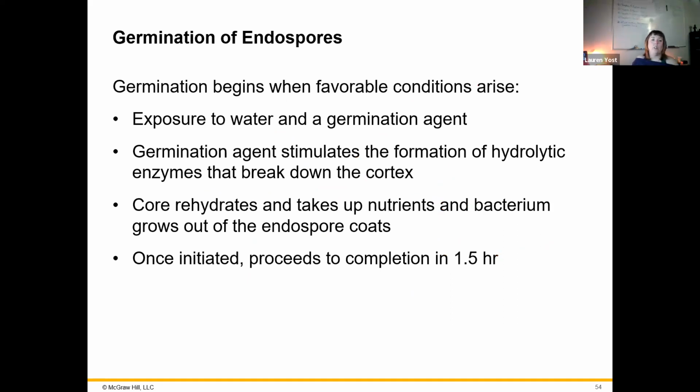So germination is going to happen whenever we have favorable conditions. Again, we have water and whatever the germination agent is, so a carbon-containing nutrient or something. The germination agent will stimulate formation of hydrolytic enzymes. So just breaking down the covering, the cortex, and then we will rehydrate and become a vegetative cell. The germination process only takes about 1.5 hours.